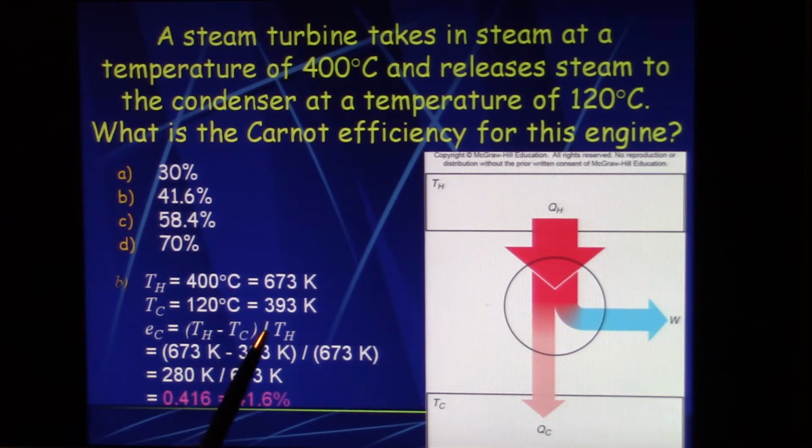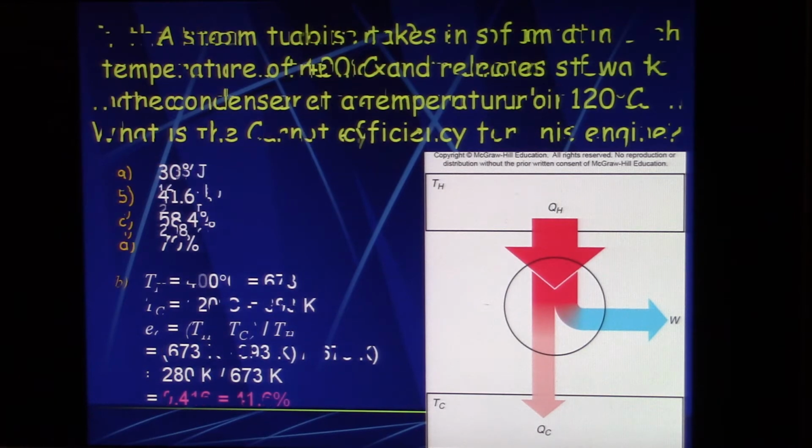Now look here, you want to do your math in Kelvin, so you want to convert to Kelvin. Remember, you add 273 degrees. So you add 273 to 400, 673, and you add 273 to the other temperature. Then you just plug it into this equation. Notice where the parentheses are. Do this first, then divide it by that. Okay, so you get 41%. So steam engines are typically more efficient than automobile engines. We're going to talk more about that in just a bit.